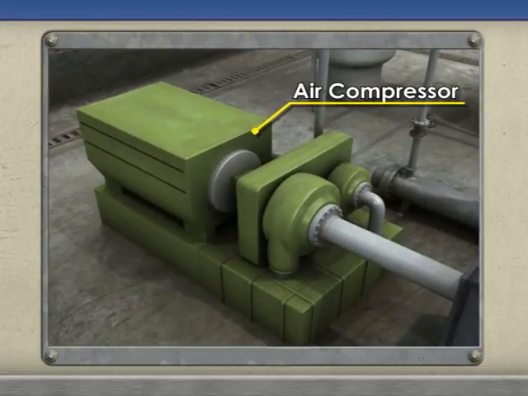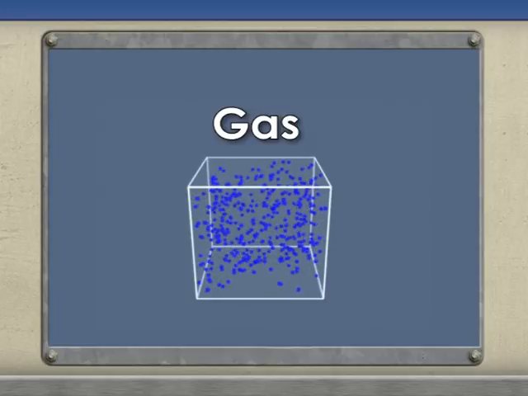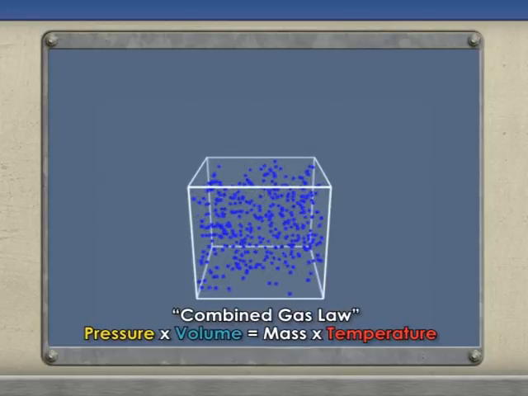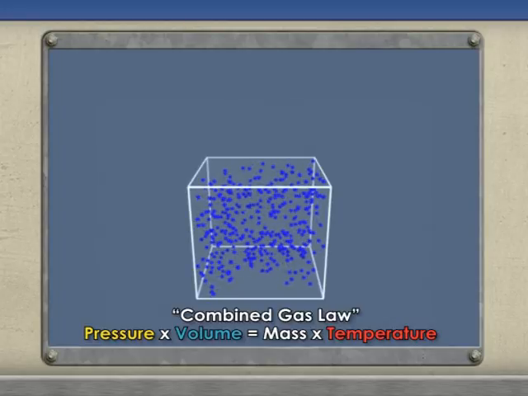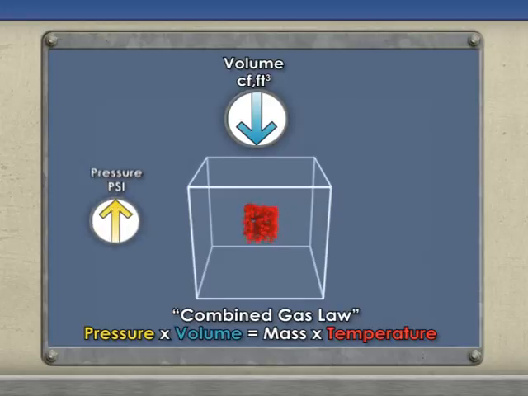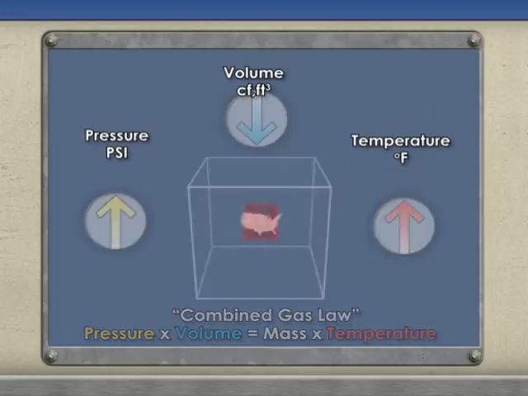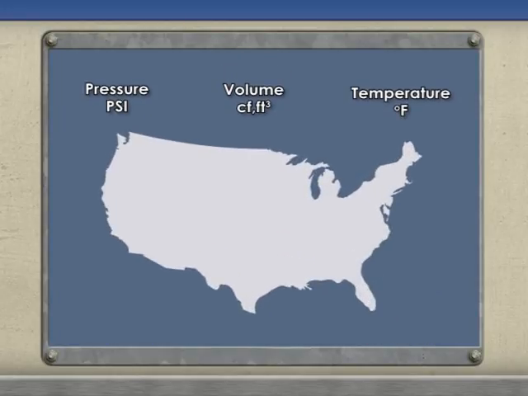When compressing air for a pneumatic system, it is important to understand the fundamental relationships of the physical properties of a gas. The combined gas law describes that for a given mass of air, as the volume of air is reduced through compression, its pressure and temperature increase in directly proportional increments. The pressure and temperature increases represent the energy which goes into compressing the air. In the United States, volume, pressure, and temperature are typically measured in terms of cubic feet, pounds per square inch, and degrees Fahrenheit, respectively.